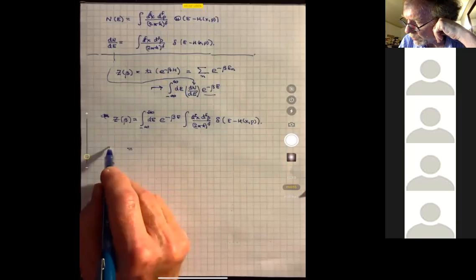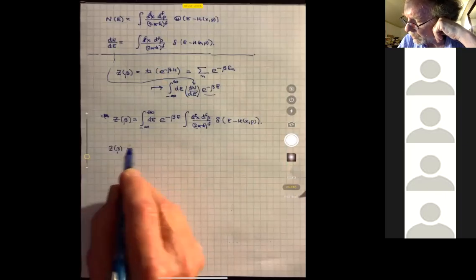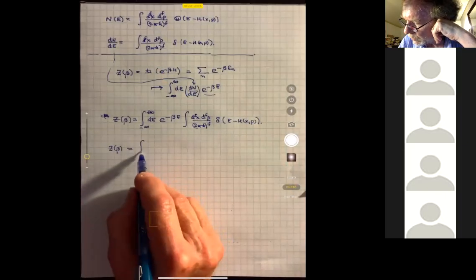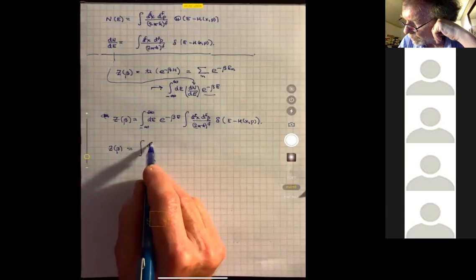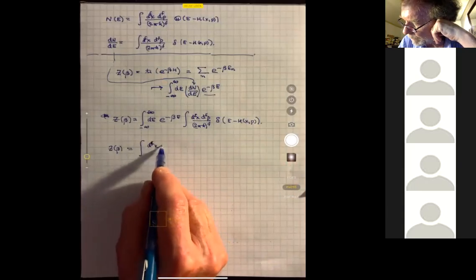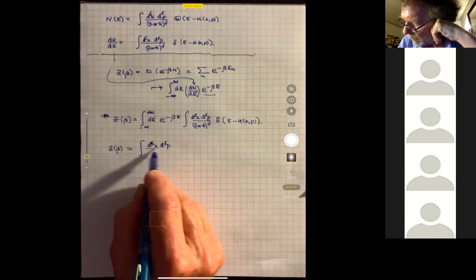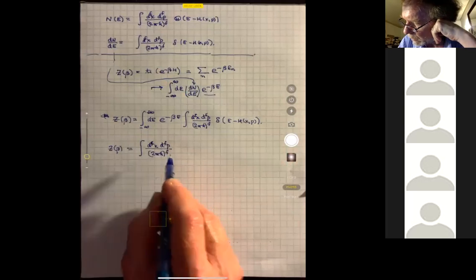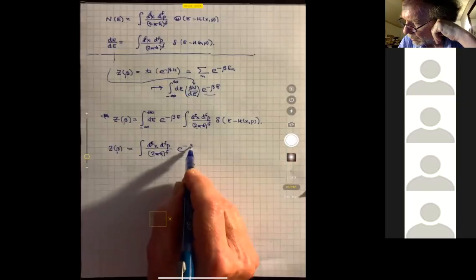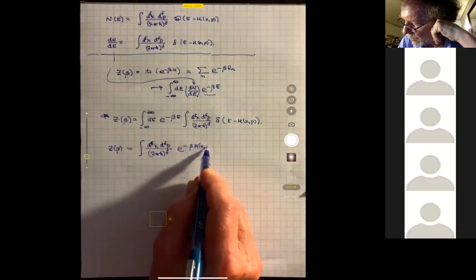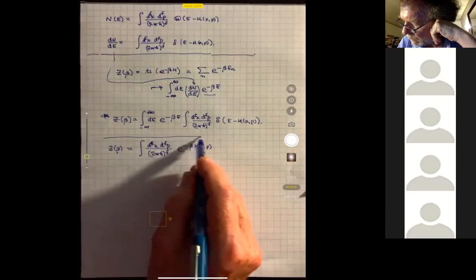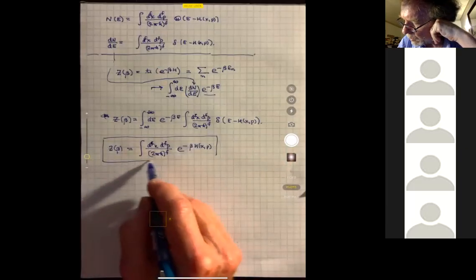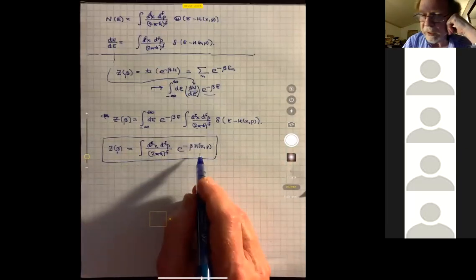And now you see that you can do the energy integral because of the delta function. It turns into the integral over all of phase space, d^f x d^f p over (2 pi h bar)^f, the Planck cell to the f power, times e to the minus beta times the classical Hamiltonian H of x and p. And this is the classical expression. This is now the classical Hamiltonian. I want to emphasize that.